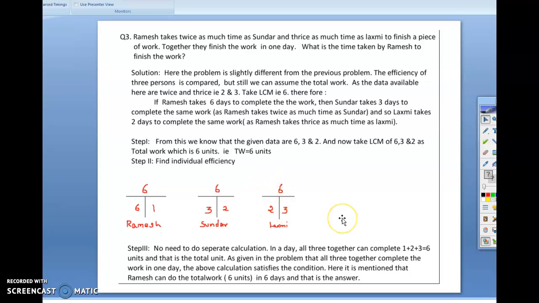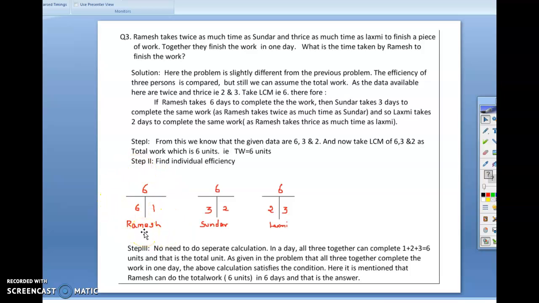Okay, so now we don't have to go for a separate calculation in step 3, because this is still satisfying. There are totally only 6 units and together they complete 6 units per day, and the time given is that together they finish the work in 1 day, so that satisfies. Therefore we can just consider this value here.